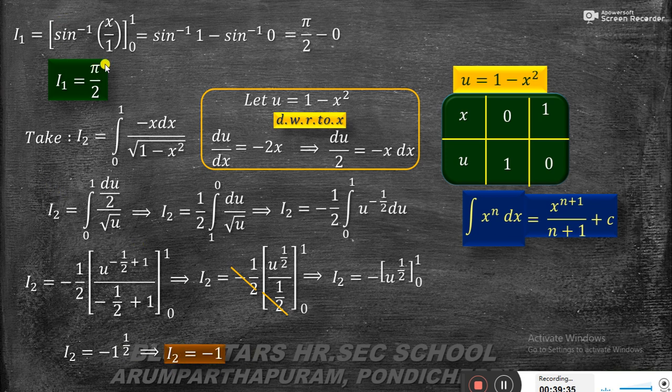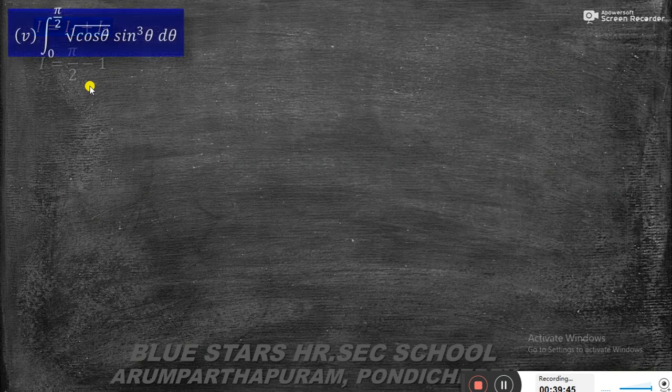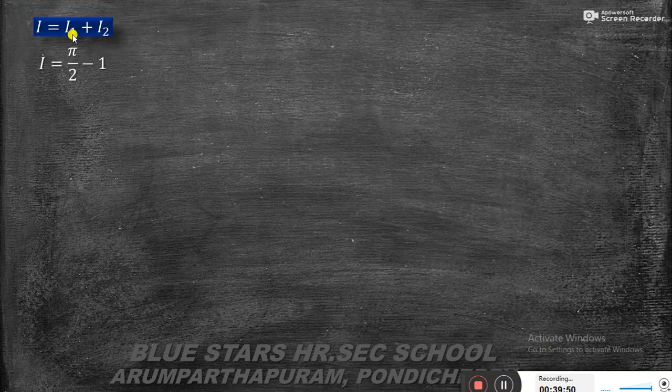Already we found I1 equal to pi by 2. Therefore I equals I1 plus I2. The I1 value is pi by 2 plus the I2 value minus 1, so pi by 2 minus 1. This is the answer for our given integral: integral from 0 to 1 of square root of 1 minus x by 1 plus x dx equals pi by 2 minus 1.